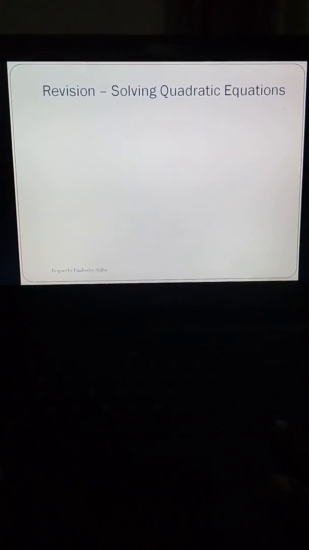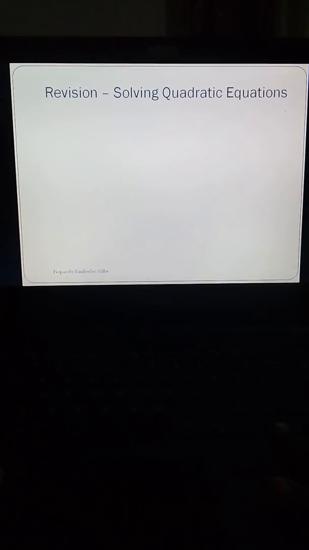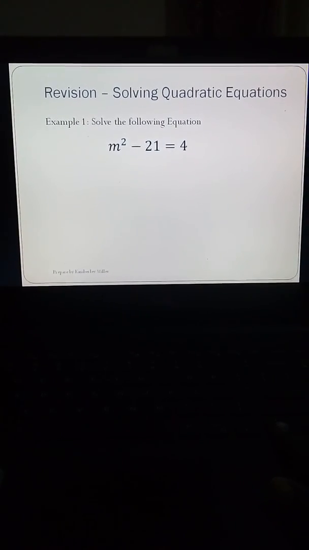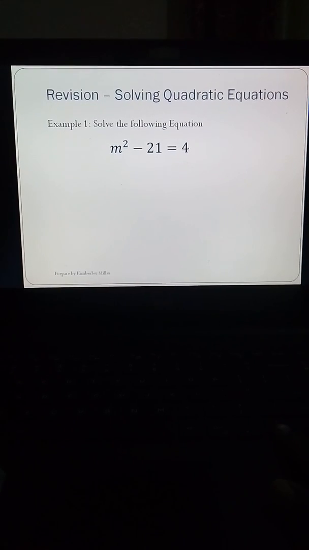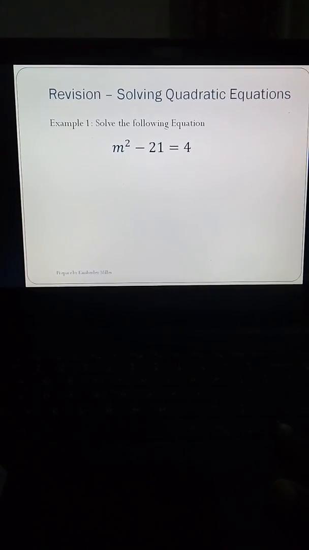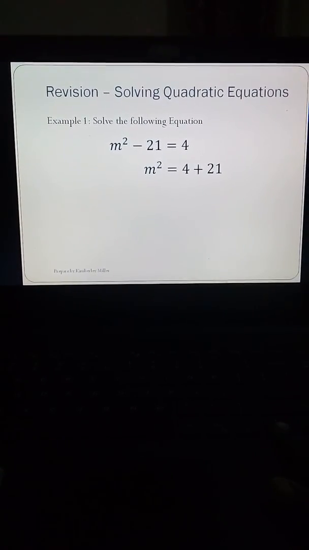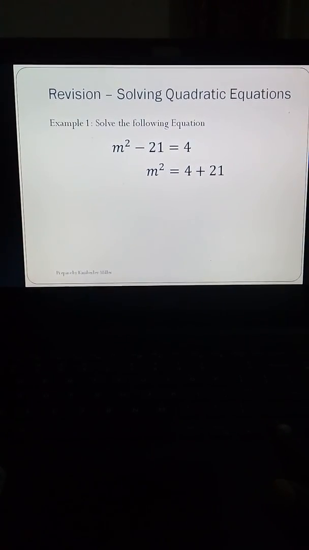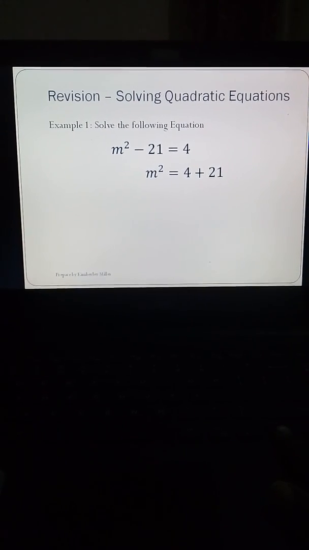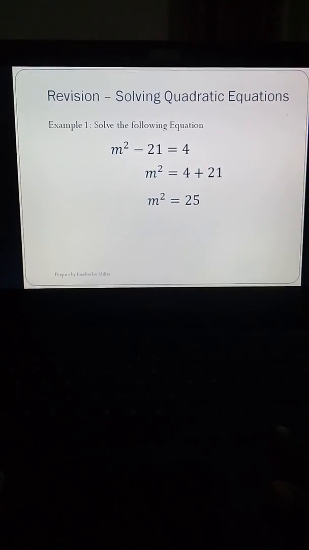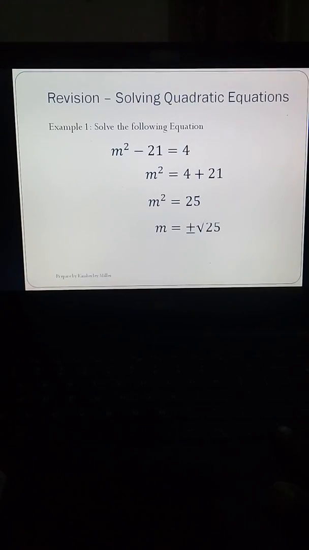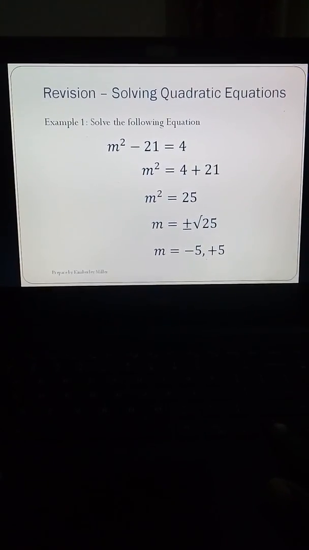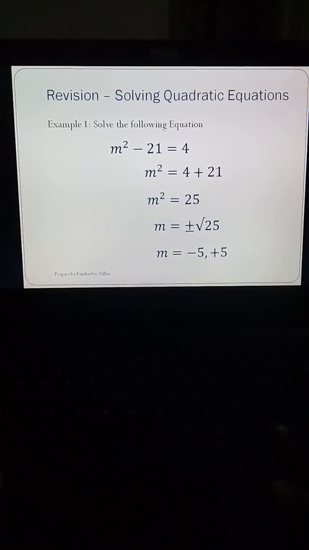Now we're going to revise solving quadratic equations. This equation is m squared minus 21 is equal to 4. For this, we simply get rid of the negative 21. The opposite of minus 21 is plus 21. Add 21 to both sides. Then you'll find the square root of 25. So the answer there is negative 5 and positive 5.